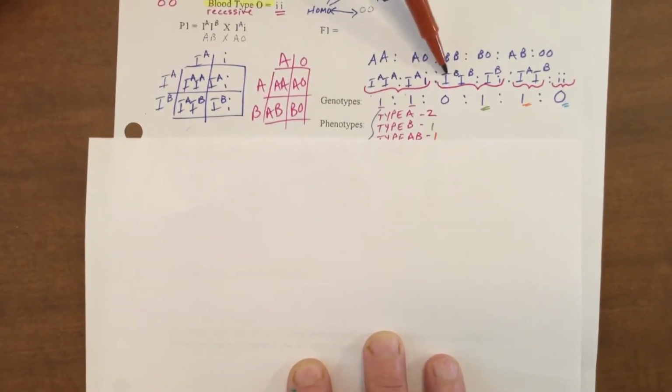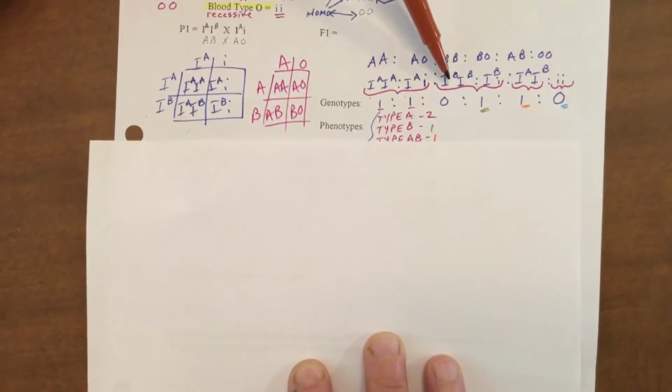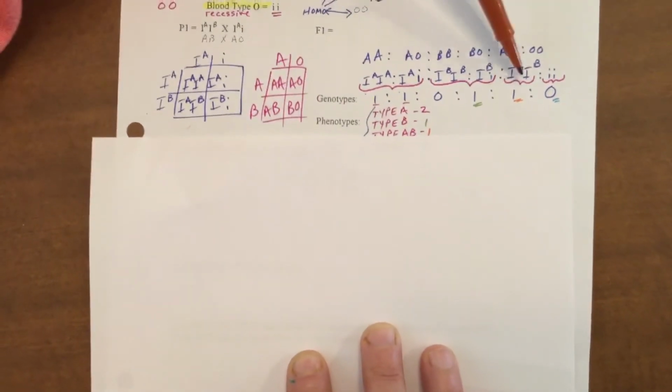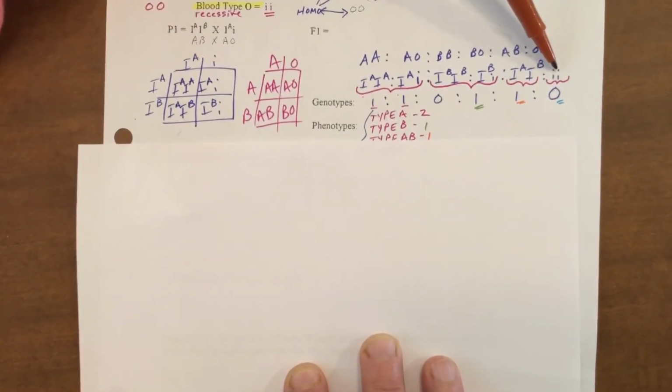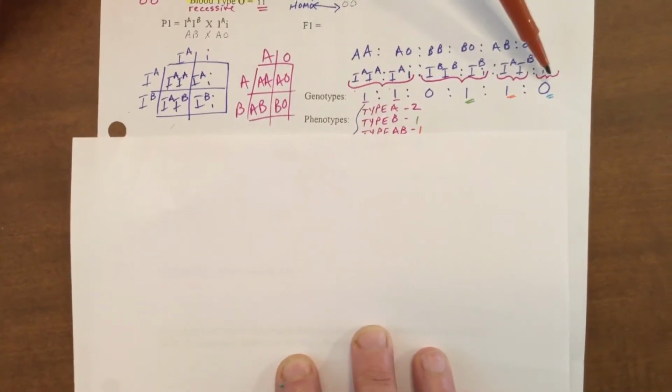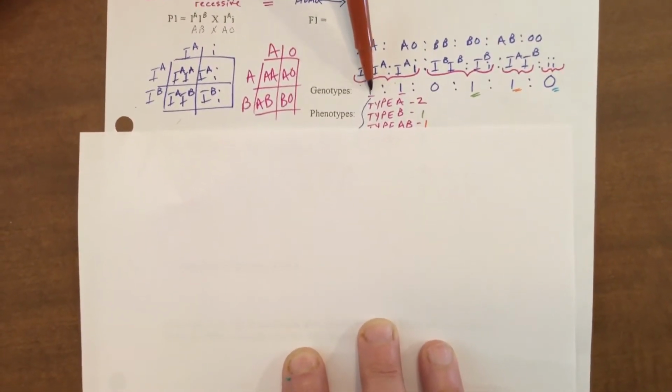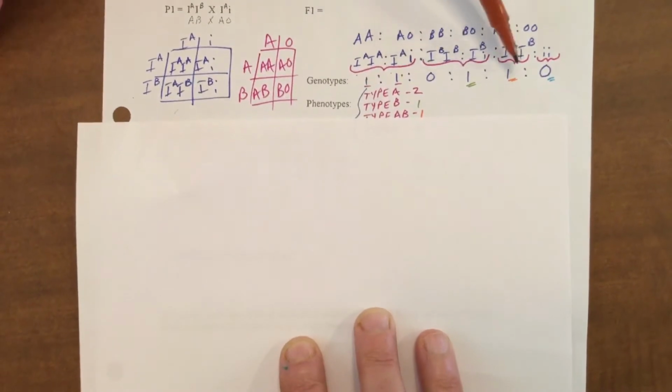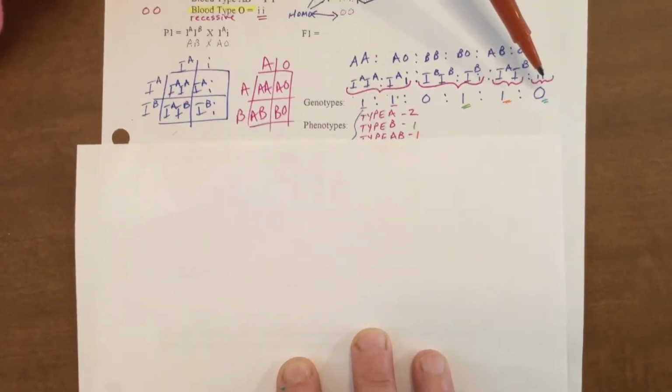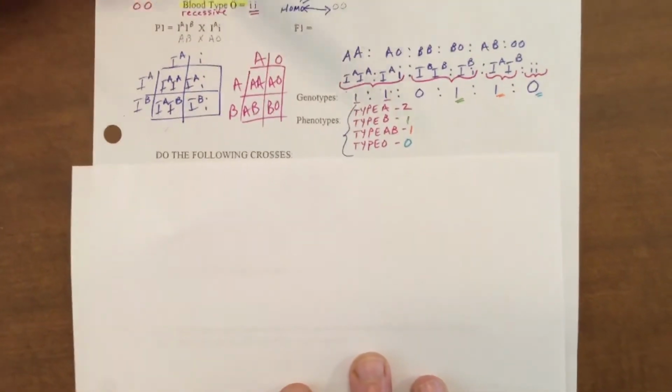You do the same thing with the B's. Write out both choices. Homozygous dominant, heterozygous. I have one choice for AB. I have one choice for O. So write them out genetically. What do they look like? I should have 4. So I have a 1 to 1 to 0 to 1 to 1 to 0 ratio there. You guys want to do the same thing with the phenotypes.